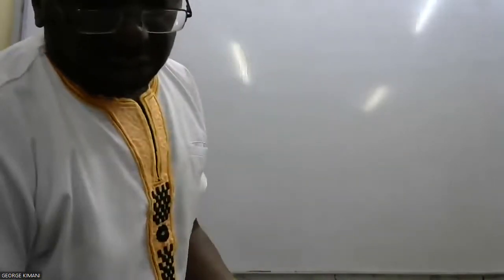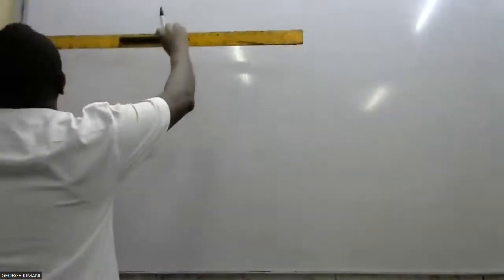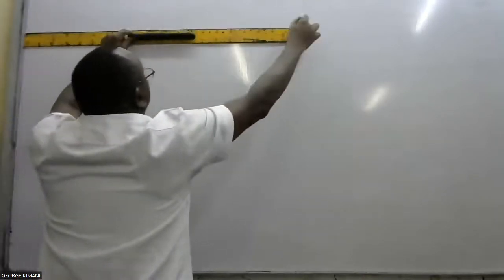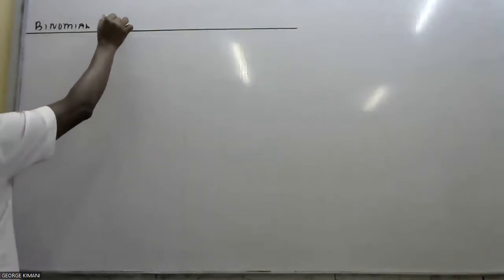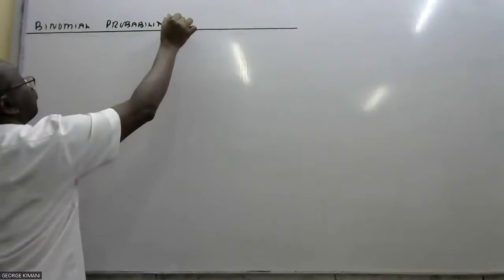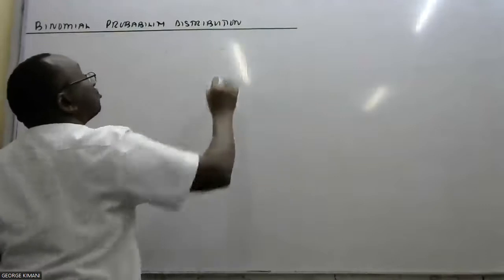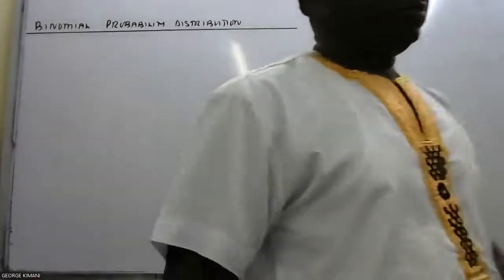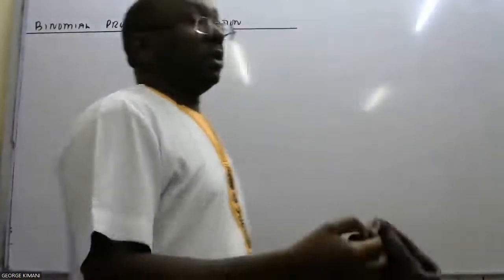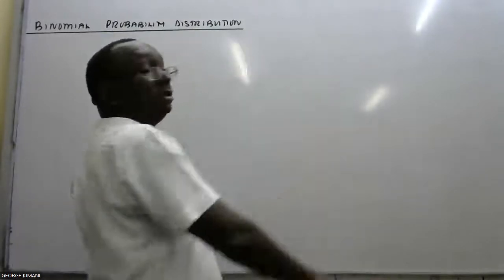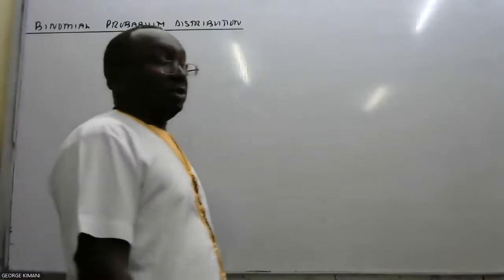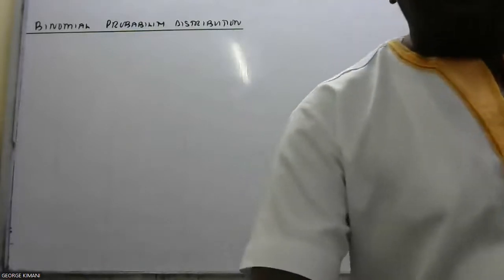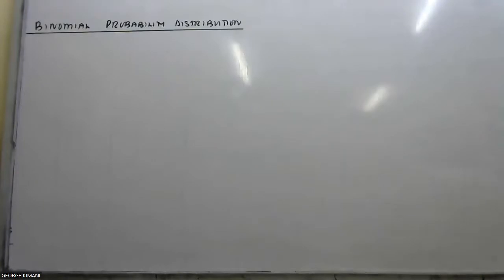The next agenda is called binomial probability distribution. This is a distribution used where the following characteristics exist.